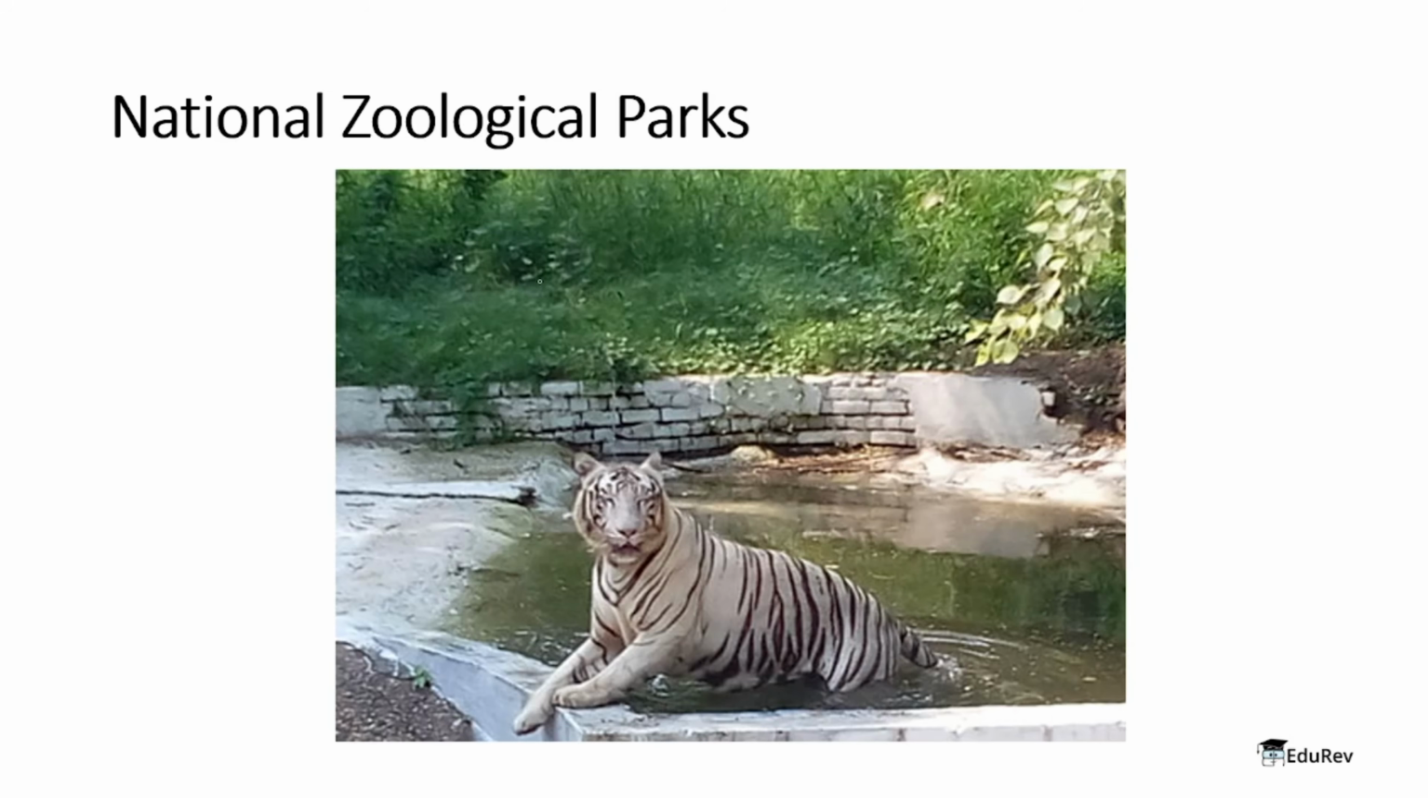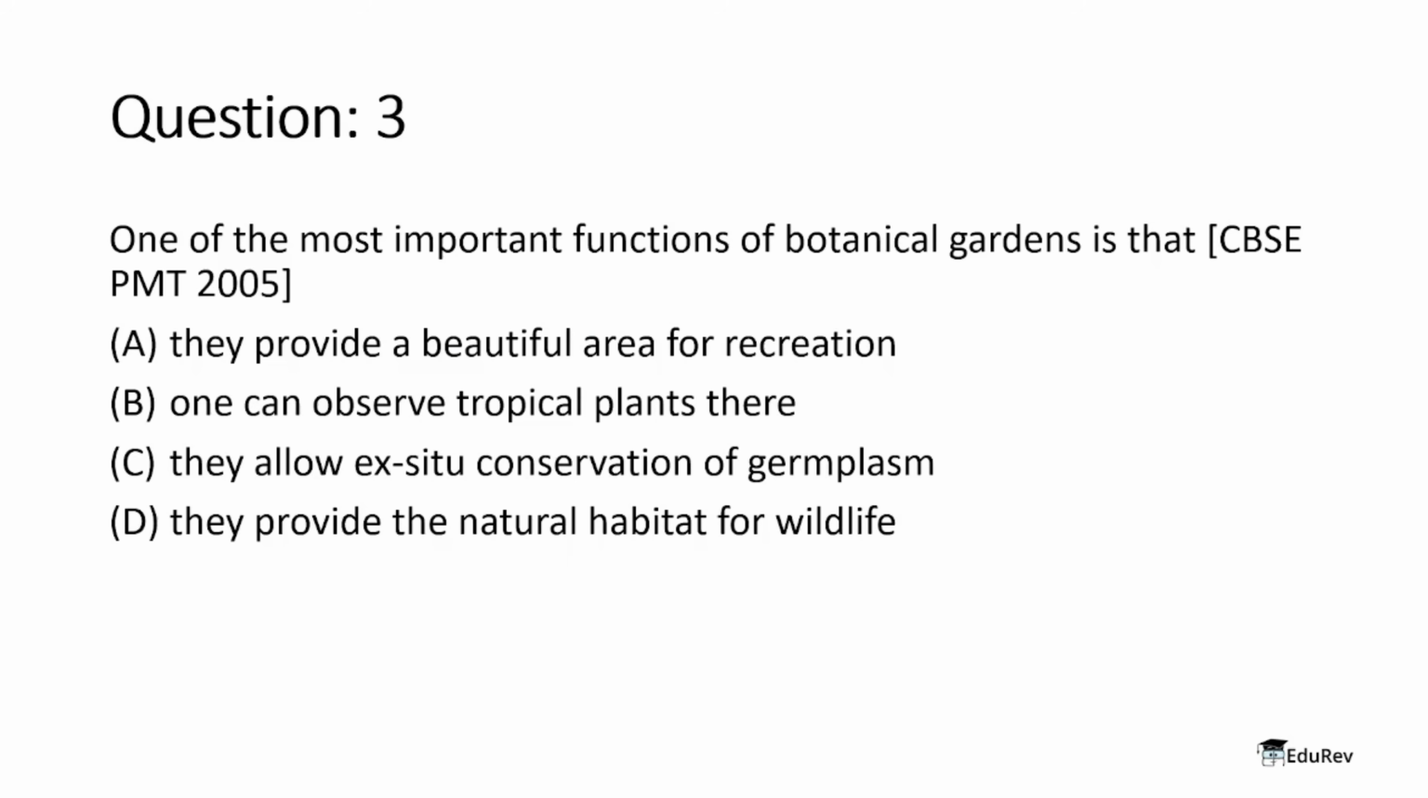Let's look at this question. One of the most important functions of a botanical garden is that first, they provide a beautiful area for recreation. Second, one can observe tropical plants there. Third, they allow ex situ conservation of germplasm. And fourth, they provide the natural habitat for wildlife.